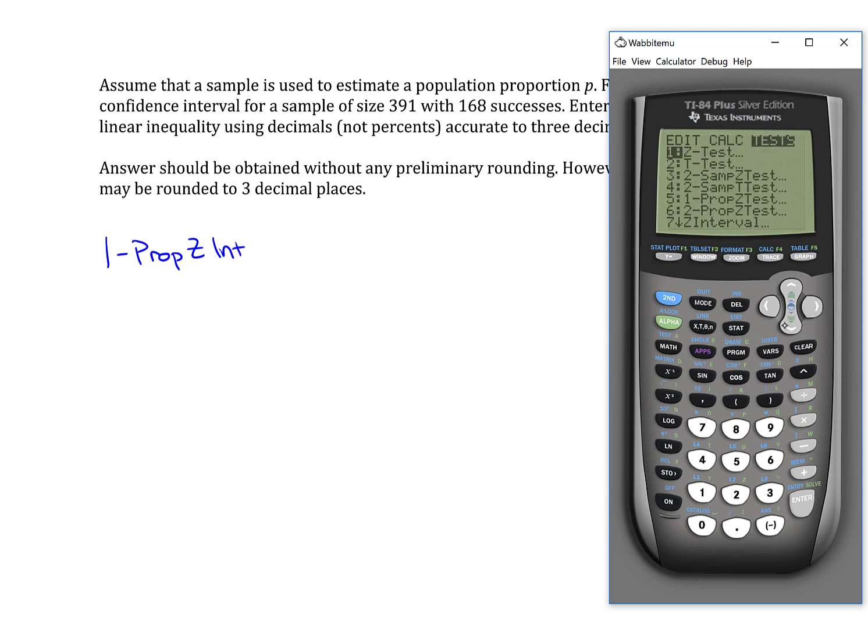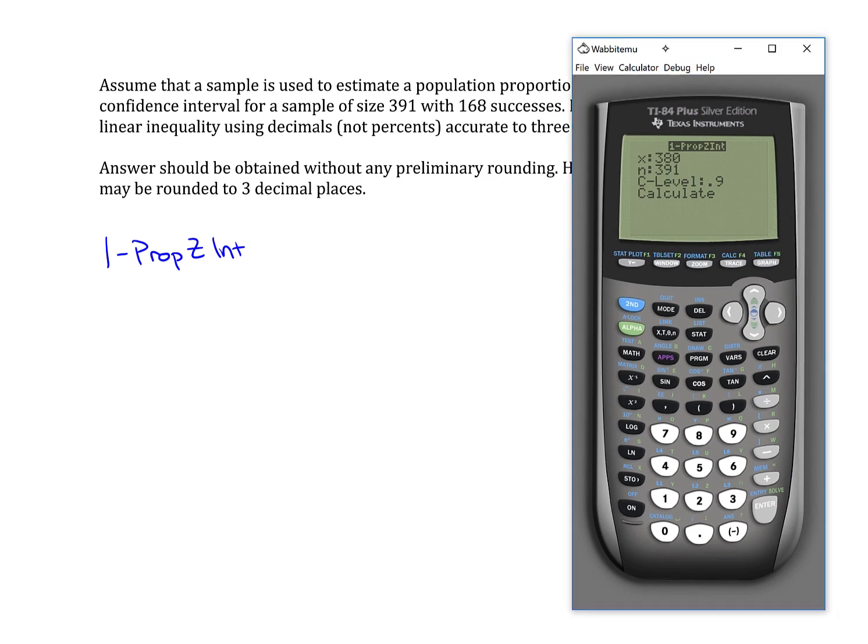It's under the stat menu, and you come over here to tests, and you have to scroll down a bit to get to it. But it will calculate a confidence interval based off of a proportion, which is what we're talking about here with percentages of things. Now, what it needs are 3 basic pieces of information.